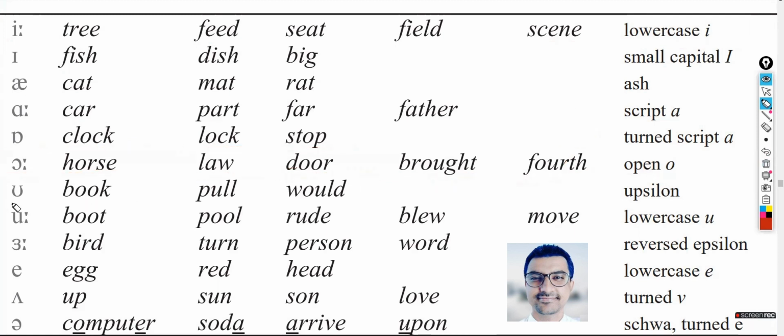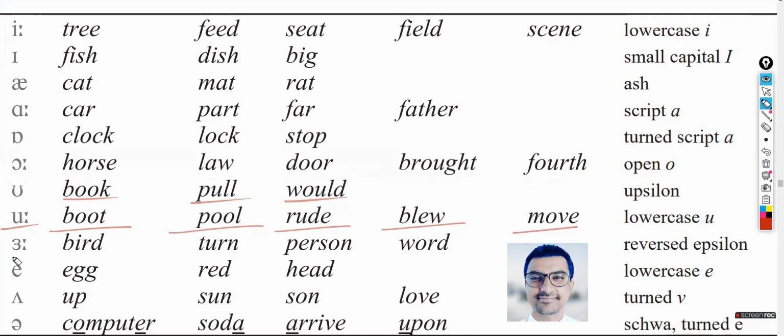Now next one. This is /ʊ/: book, pull, wood. Now next one. This is /uː/: boot, pool, root, blue, moo.